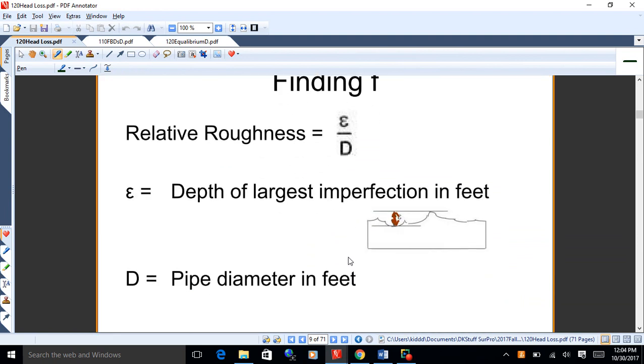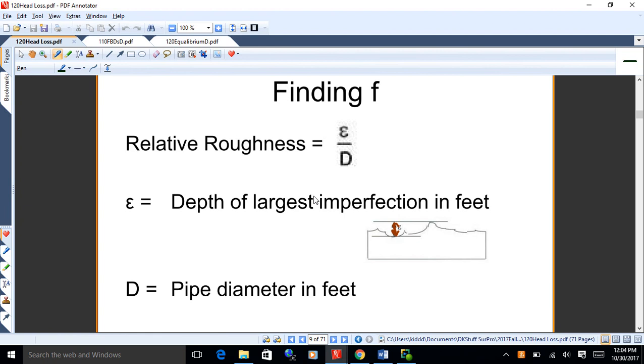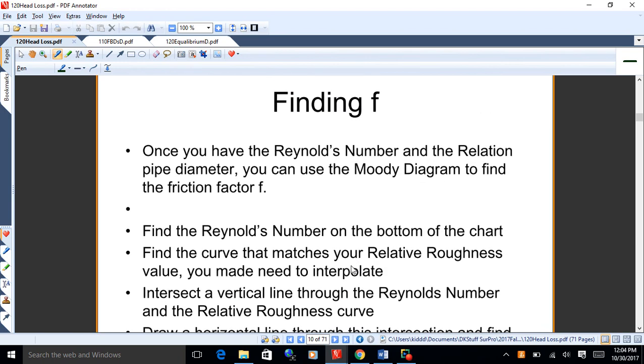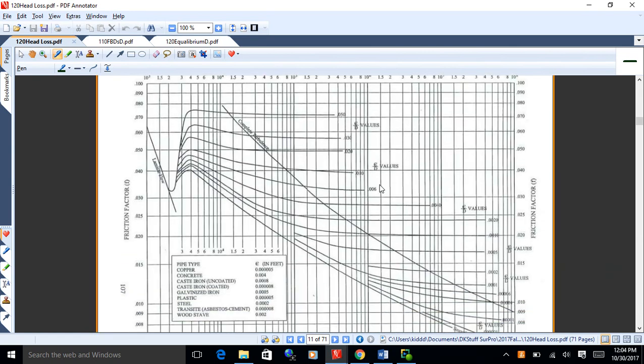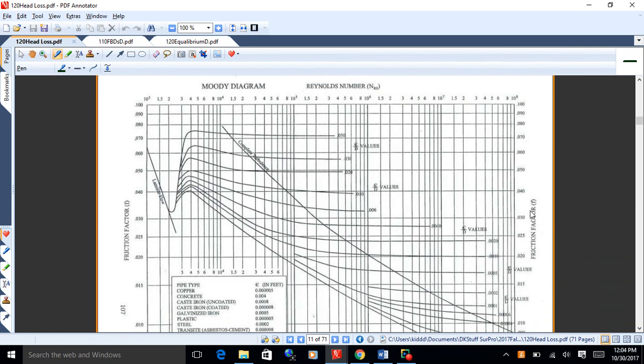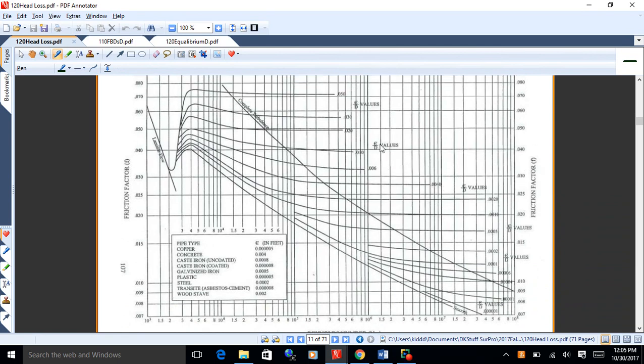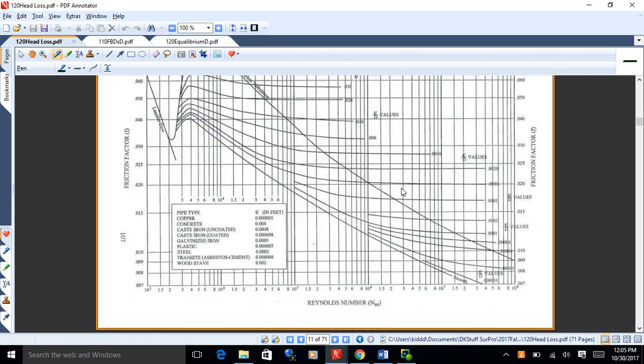Okay, so the first thing we want to do here is find f. Now, we can get that off of a chart. To get that, we need the relative roughness, which is the depth of the largest imperfection in the pipe, in feet, divided by the diameter of the pipe, again in feet. Then you find f on the chart there. We might need to interpolate a little bit off of this chart to get f. So what we're going to use is the Reynolds number from down here, and then the epsilon over D ratio. Epsilon's the average imperfection in the interior of the pipe, D is the diameter of the pipe. That's a ratio. So we need both of those things to get our friction factor.